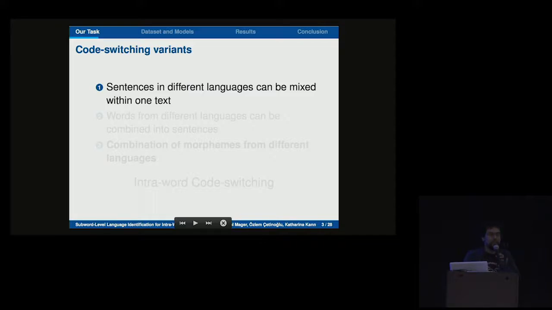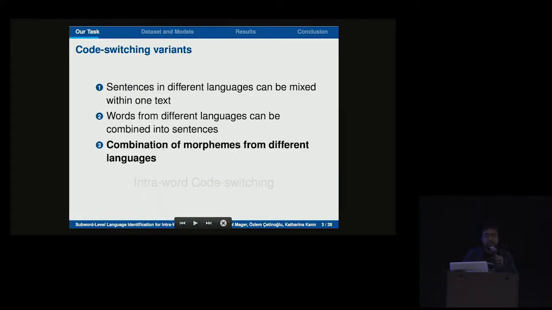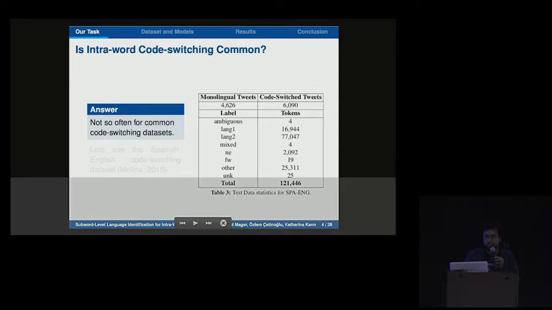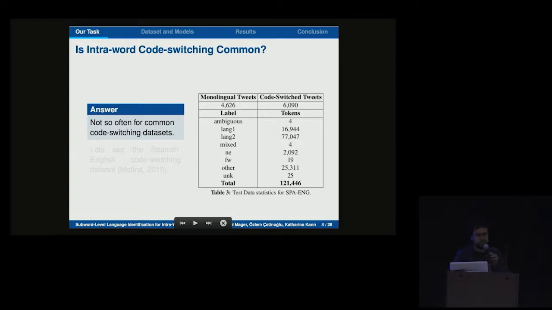Of course there are different kinds of variants of code switching. We can find first that sentences in different languages can be mixed into one single text. That means that each of the sentences is in a different language. Then inside a single sentence we can also find combinations of words in different languages. And the third one is less studied, and it's when one single word in a sentence can be combined of different languages. This is intra-word code switching, and this is what we want to handle in this research. But first let's see why it has not been studied before.